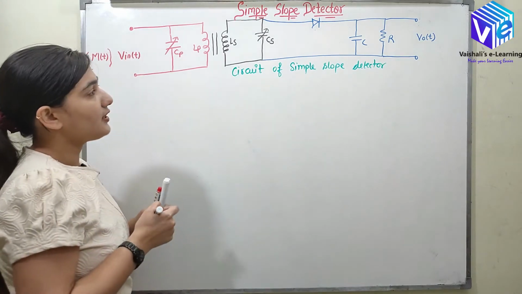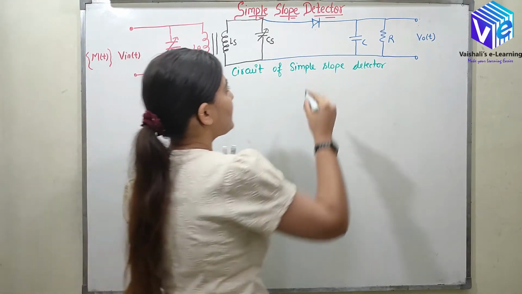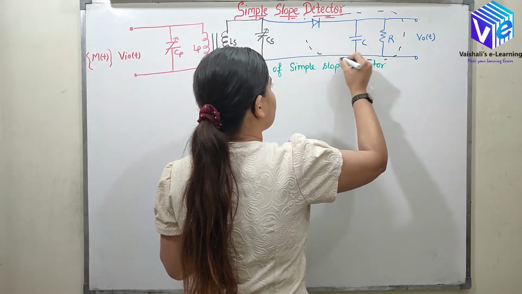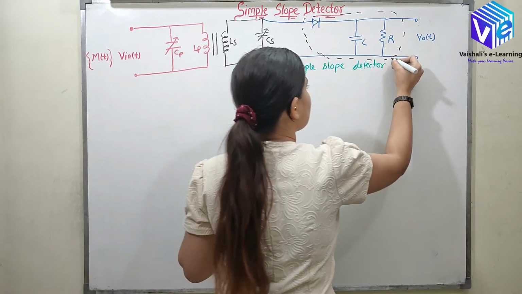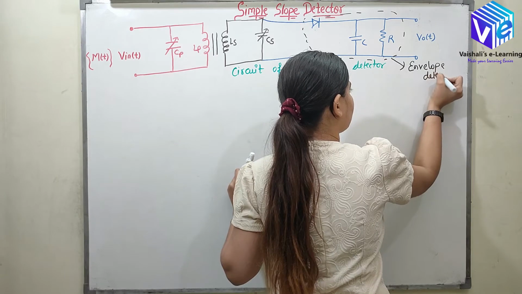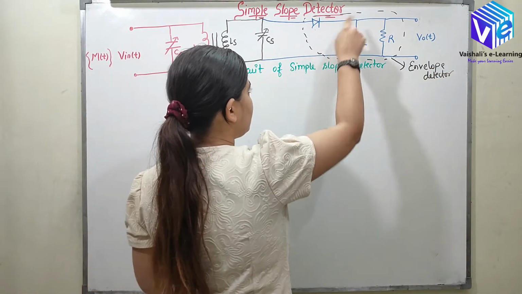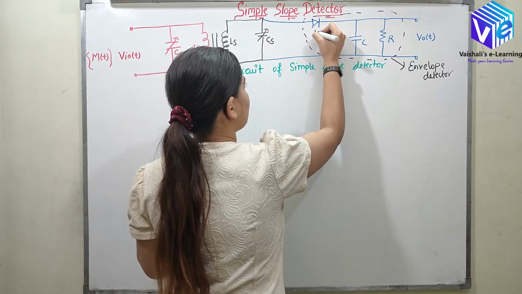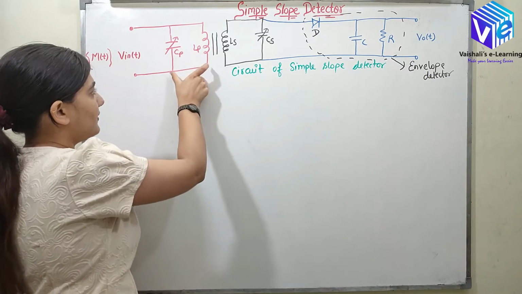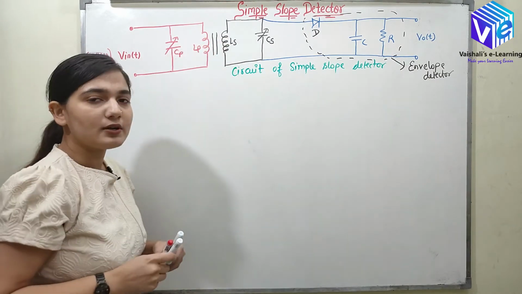Now I was talking about this part. I hope you remember this part. This part from here, if I see this part alone, this is the envelope detector. I hope you all are agreeing with me. This is the envelope detector. This is my ideal diode. So this is the diode, and here we have the primary tank circuit. This is the secondary tank circuit, and this is working as a transformer.